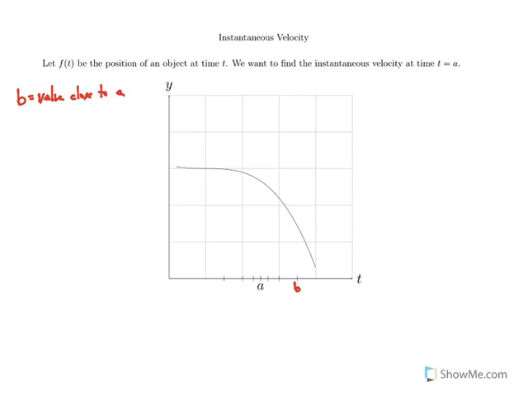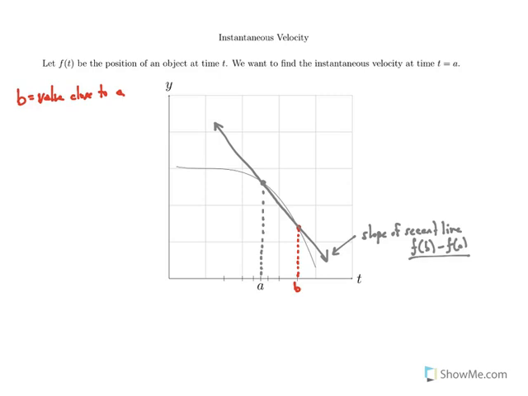And what we can do with that is we can look at the average velocity between those 2 points. We're looking for the slope of the secant line, which we know is f of b minus f of a over b minus a.